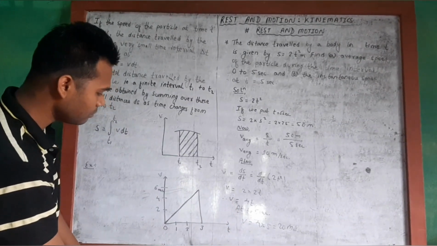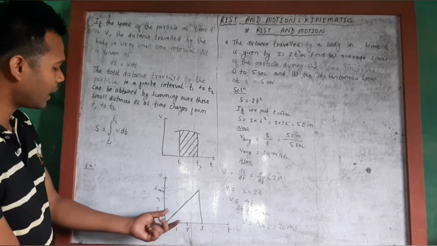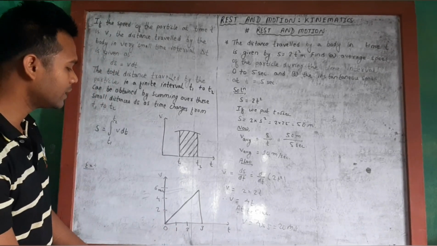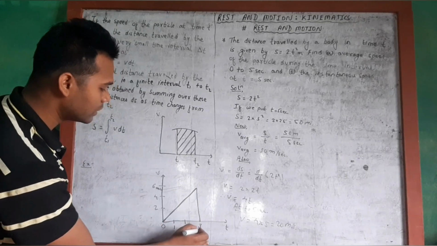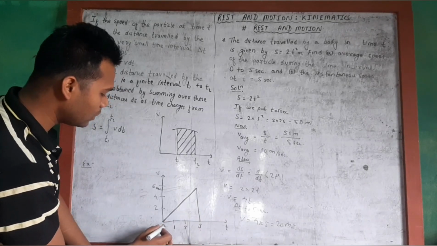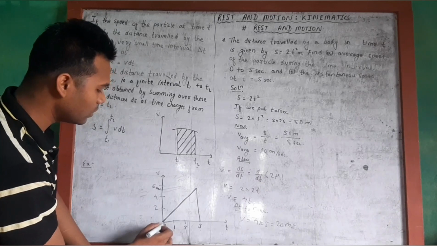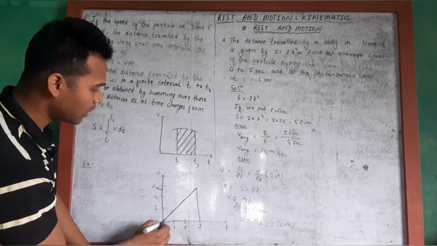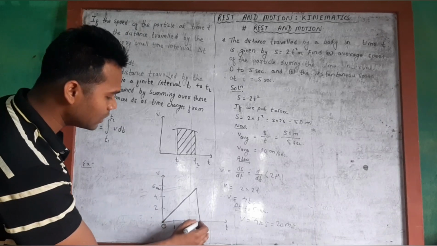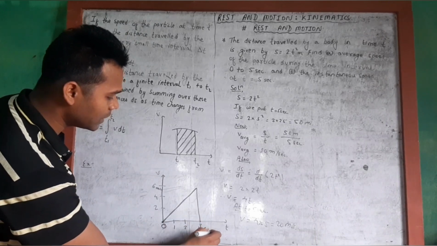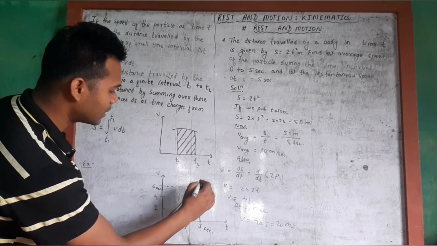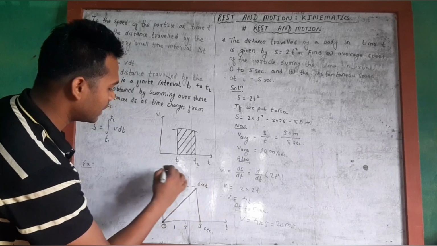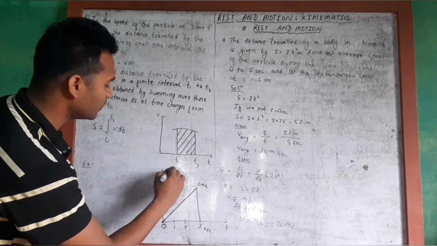That's why here, if we are asked to find the distance traveled by the object from the time interval 0 to 3. Here at t equals 0, the speed of the body is 0 meter per second, and at time t equals 3 seconds, here the time is in seconds, the speed of the body is 6 meter per second. Here speed is in meter per second unit.